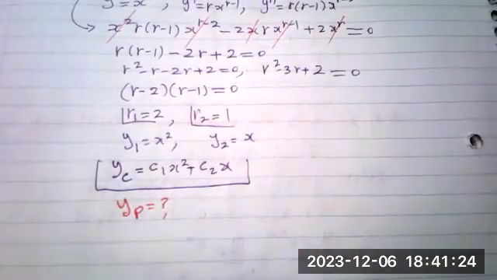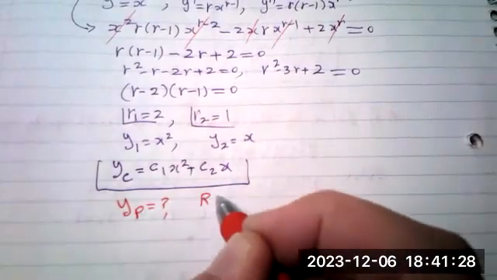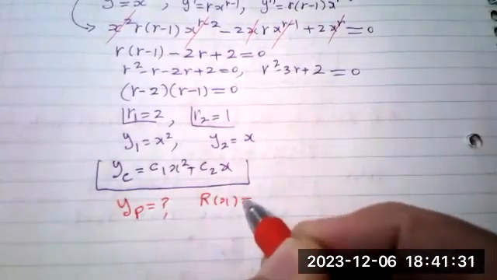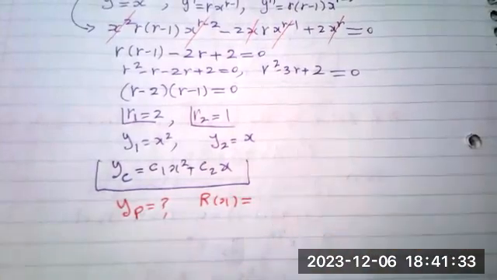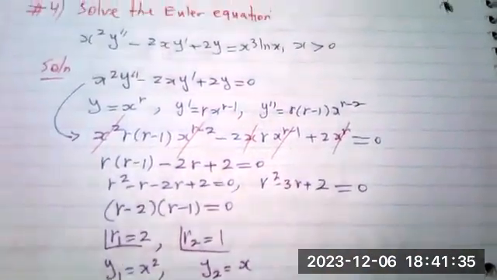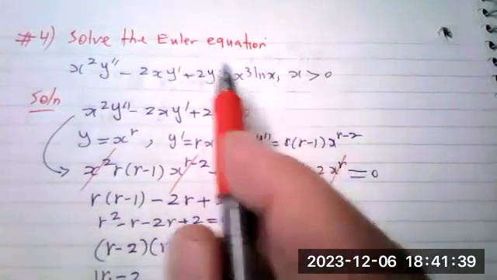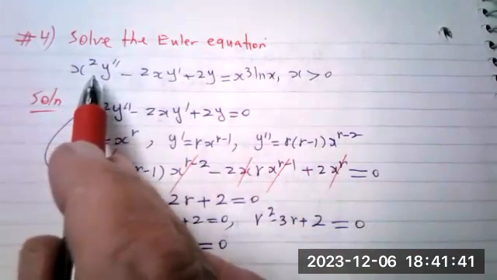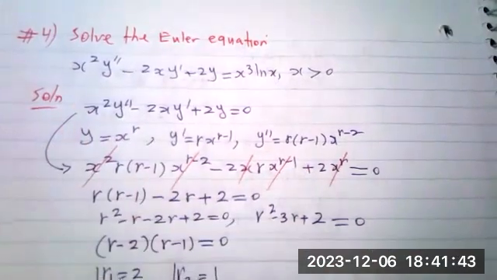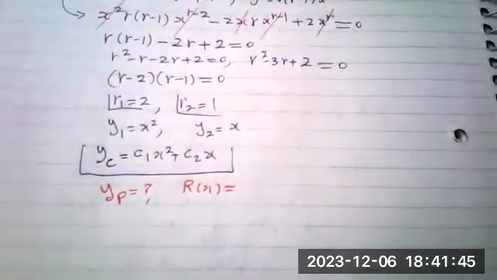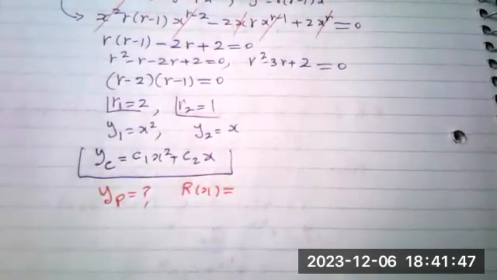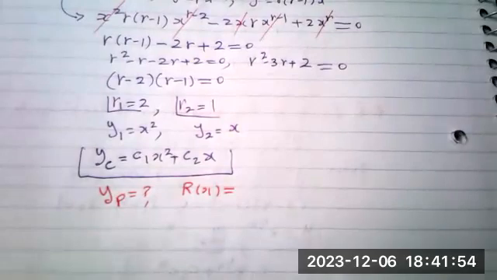In order to use the variation of the parameter, you have to identify the R(x) first, and you've got to be very careful. On the right side is x cubed ln x, but you have to divide it by the coefficient of the y double prime. You have to normalize it. Otherwise, the formula for the variation of the parameter is not going to go through. If you find that the resultant integral cannot be done, probably you missed this.